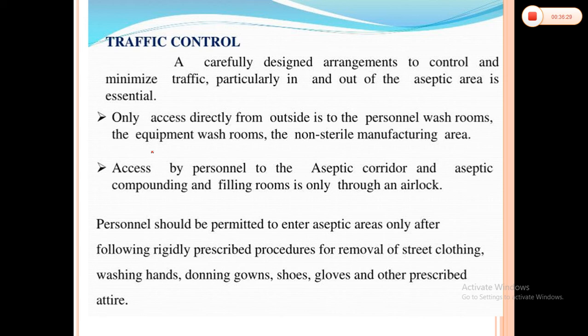I said earlier that airlock systems are provided. So once you open one door, the second door will open only once you close the first door. This can be accessed directly only from the outside: the personal washrooms, the equipment washrooms, and the non-sterile manufacturing area. Access by persons to the aseptic corridors and the aseptic compounding and filling room is only through the airlock system, as I have just discussed.